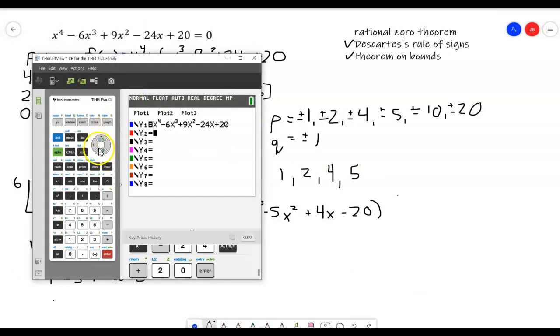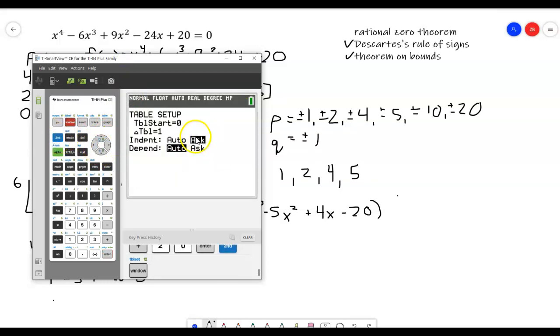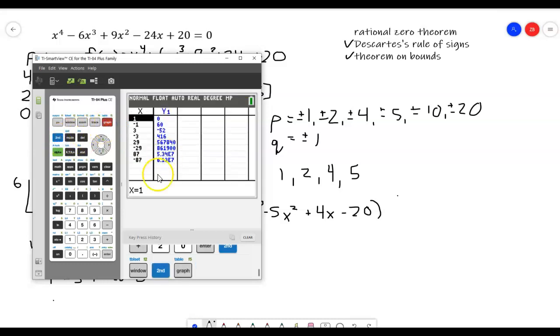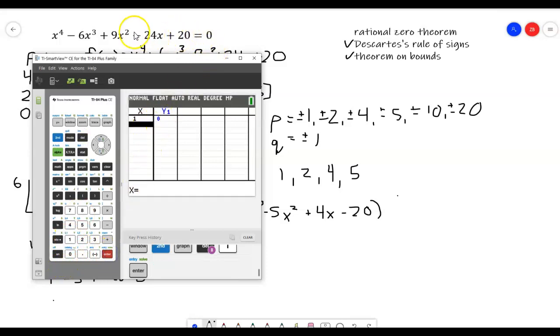And once I have that up there, I'm going to go to second window, which is my table set. Make sure that's on ask, that's on auto. And we'll go to second graph, which is my table. And let's go ahead and delete all those out. So we already know that 1 is a root, and when we put a 1 in here, we get a 0 there. That means 0 is equal to 0. Now let's try these other numbers, 2, 4, and 5.